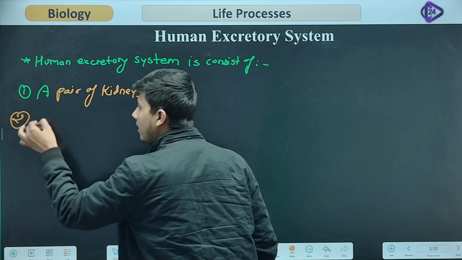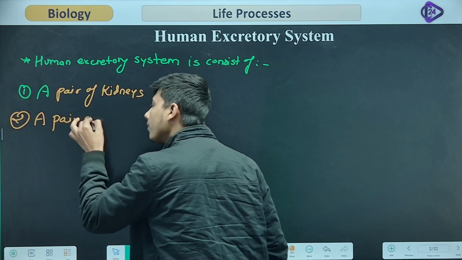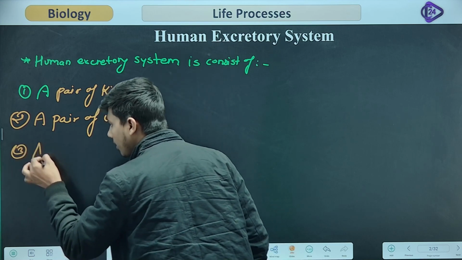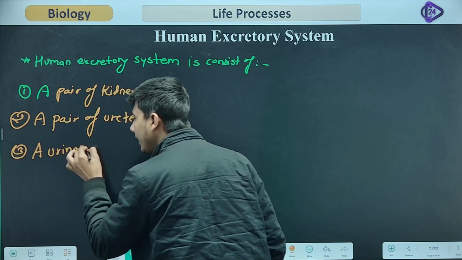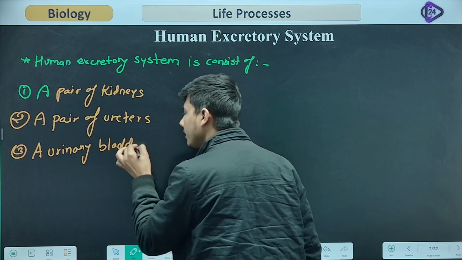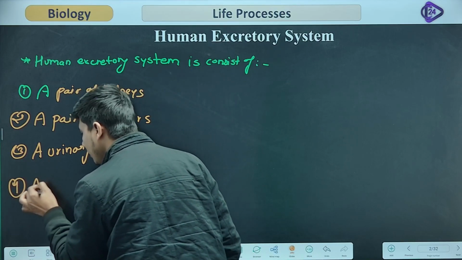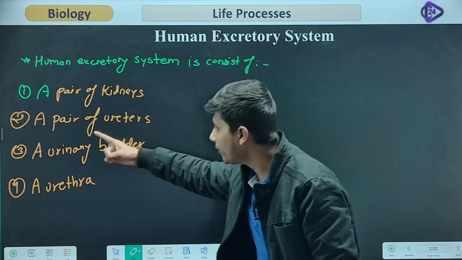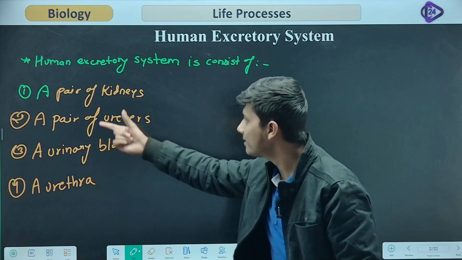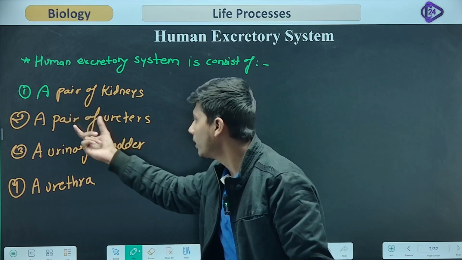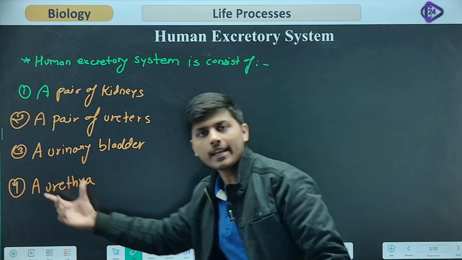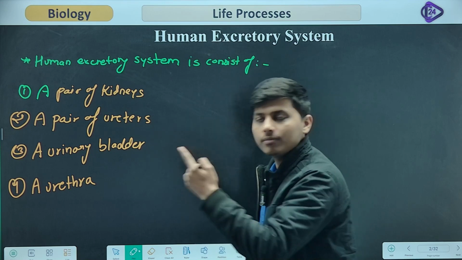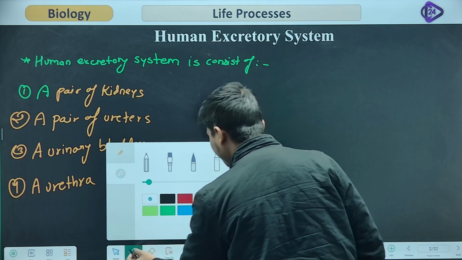Second, a pair of ureters. Third, a urinary bladder. The fourth one, a urethra. A pair of kidneys, a pair of ureters, a urinary bladder, and a urethra. Pair means they are two in number. Now let us draw the structure of the human excretory system, and we will understand all these parts of the human excretory system.